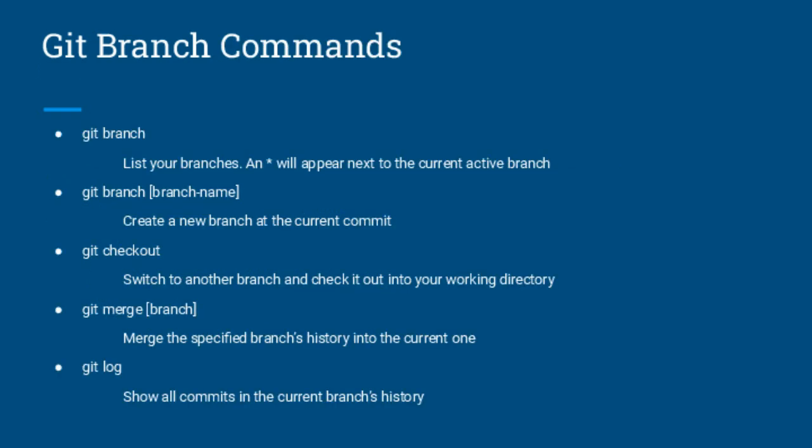There are several branch commands we are going to talk about here. Git branch lists your branches. An asterisk will appear next to the current active branch. Git branch name will create a new branch at the current commit. Git checkout switches to another branch and checks it out into your working directory. Git merge branch name merges the specified branch's history into the current one. Git log shows all commits in the current branch's history.